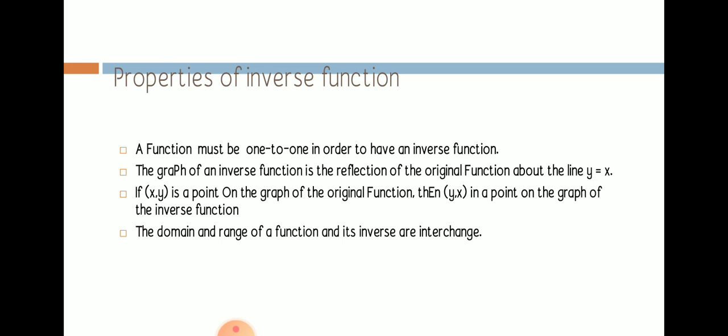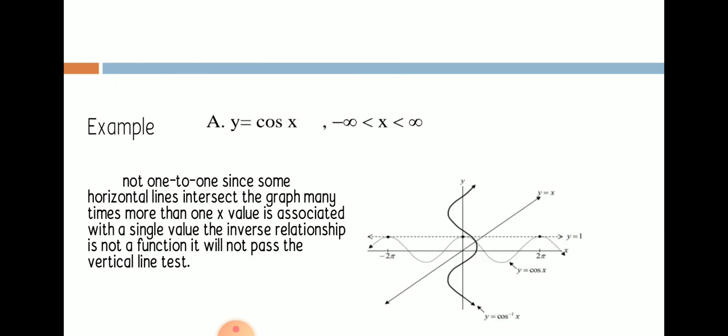The domain and range of a function and its inverse are interchanged. For example, this function is not one-to-one since some horizontal lines intersect the graph many times; more than one x value is associated with a single y value. The inverse relationship is not a function. It will not pass the vertical line test.